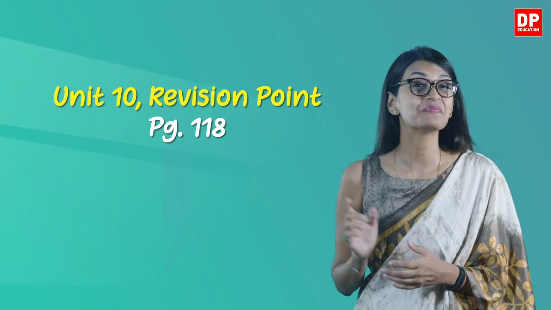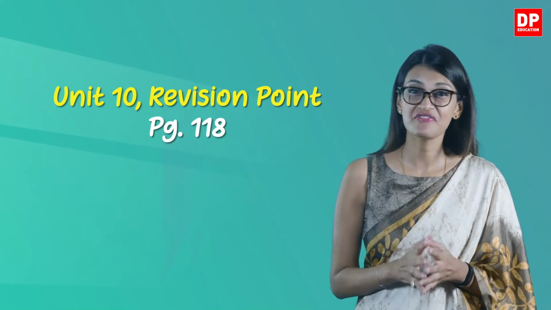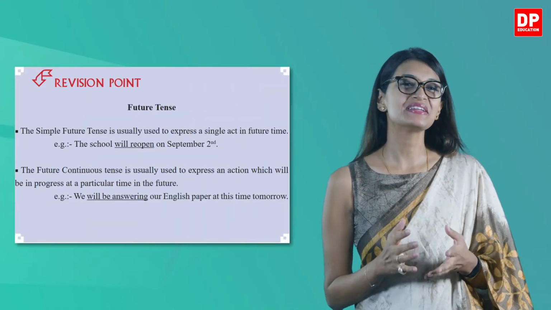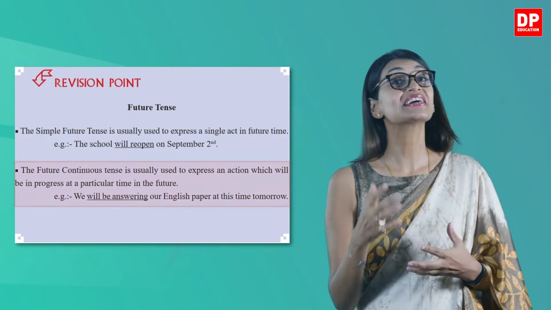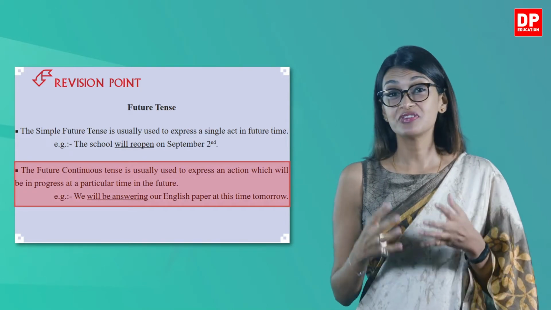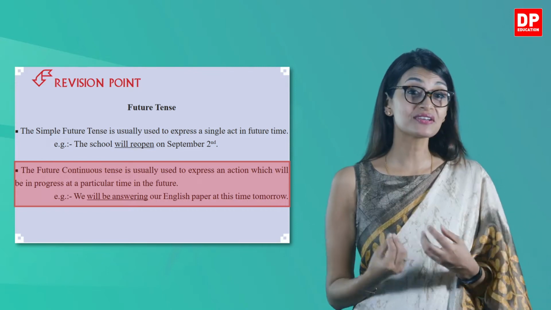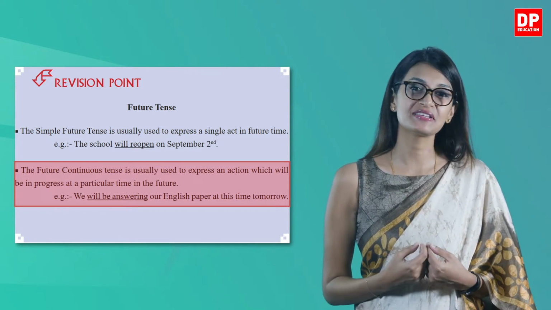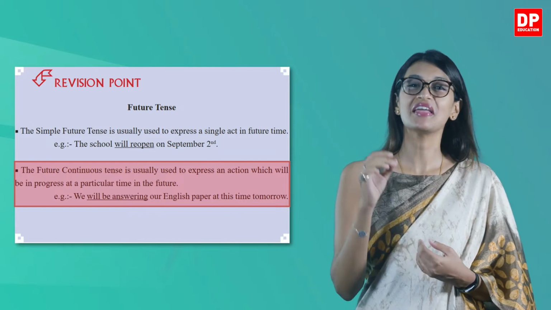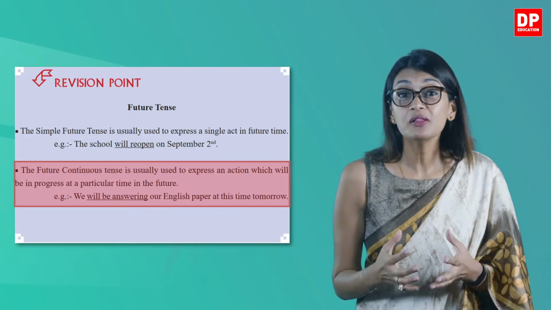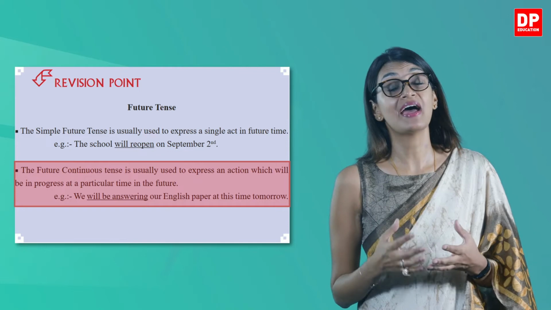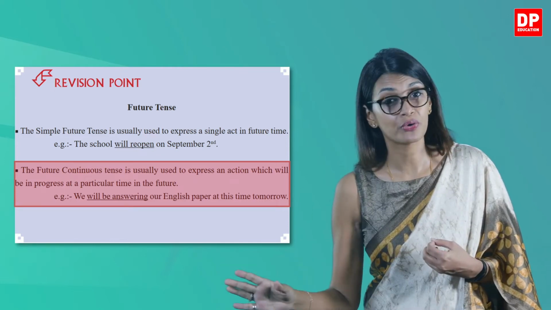Let's turn to page 118 in your pupil's book, Unit 10, Revision Point. Let's look at what has been mentioned about the future continuous tense. The future continuous tense is usually used to express an action which will be in progress at a particular time in the future. We will be answering our English paper at this time, tomorrow.